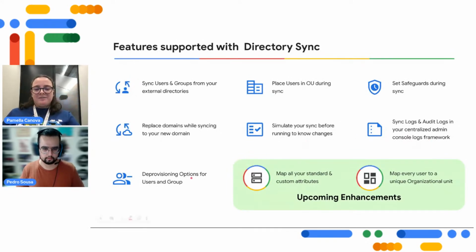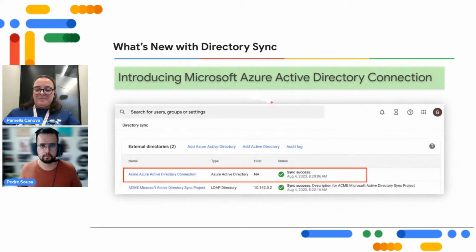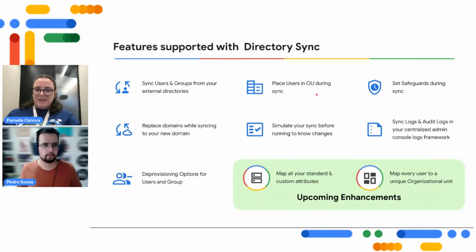Also, there's a feature that lets you deprovision users and groups. For example, what happens if you delete a group on-prem, and whether it's automatically deleted inside Workspace or not. And these are some upcoming enhancements we have: mapping your standard and custom attributes from Active Directory, and we're planning on mapping every user to an organizational unit, because right now this placing users feature only works for groups and not for users individually.